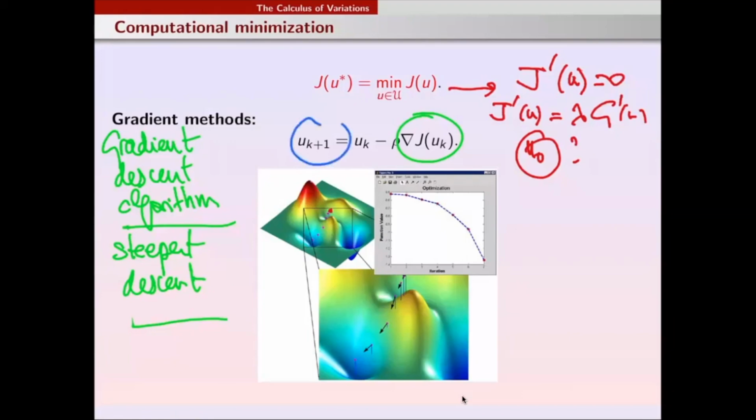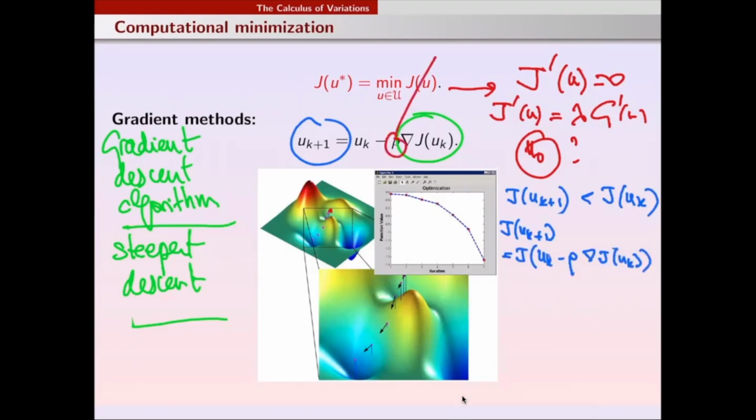Let me check that J of U_{k+1} is less than J of U_k. Is this true? Well, I use the definition of U_{k+1}, and I say, well, J of U_{k+1} is J at the point U_k minus rho gradient J of U_k. Rho is small, so this rho here is small.